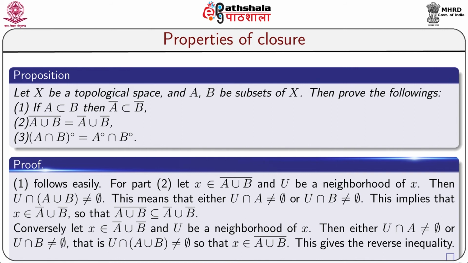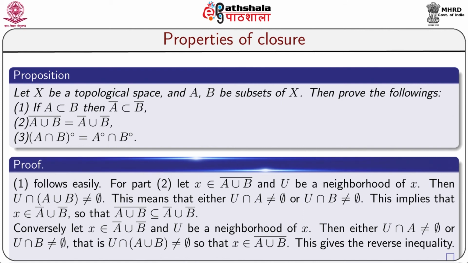One is obvious. For part 2, let us consider x belongs to the closure of A union B and let U be an open set containing x. Then by definition, obviously U intersection (A union B) is non-empty. This means that either U intersection A is non-empty or U intersection B is non-empty. This implies that either x is a limit point of A or x is a limit point of B. That means x belongs to A bar union B bar.